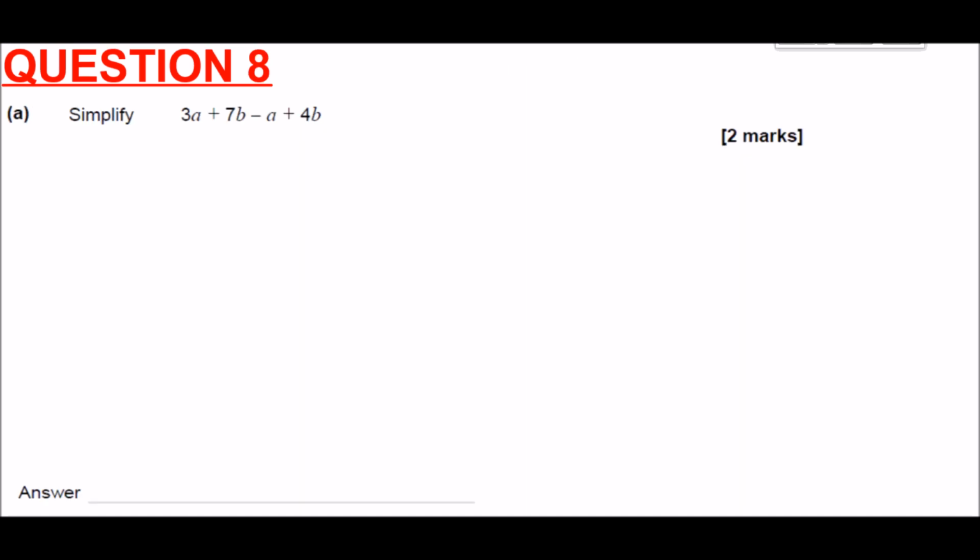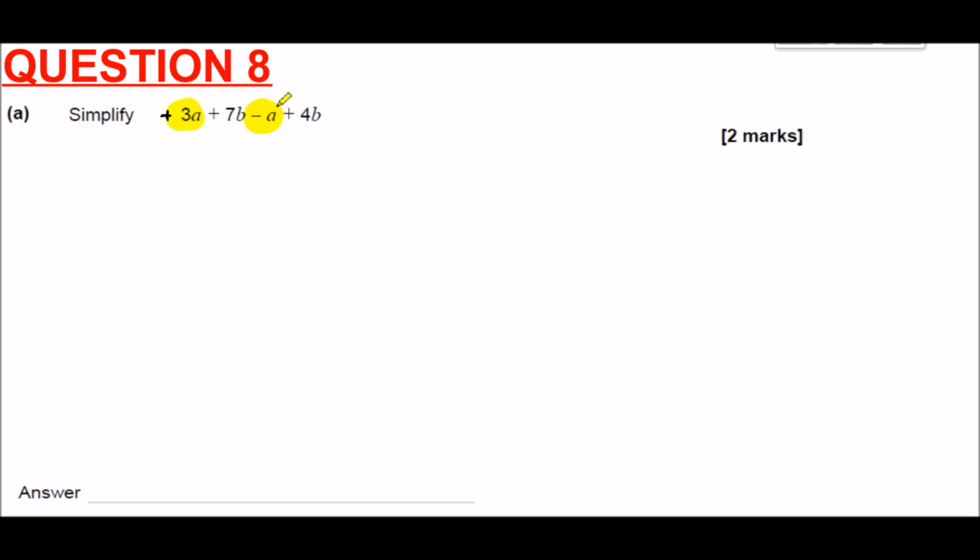Question 8, simplify. So this is an algebra one. Simplify means we group together like terms. And so looking at this one, we've got 2 different like terms. We've got 3a, and this one here is a minus a. We always consider the sign in front of what we're dealing with. And if there's no sign in front, you can always assume it must be a positive. If it were a negative, you'd have to say so. So if it doesn't say, it will be an invisible positive.